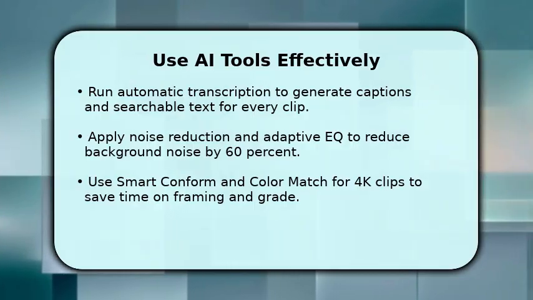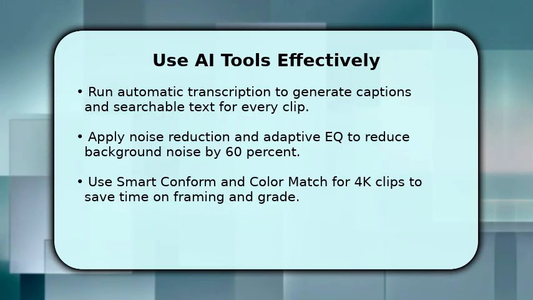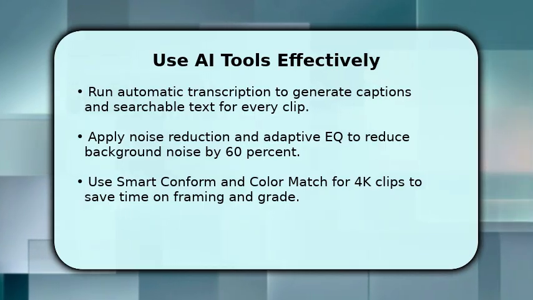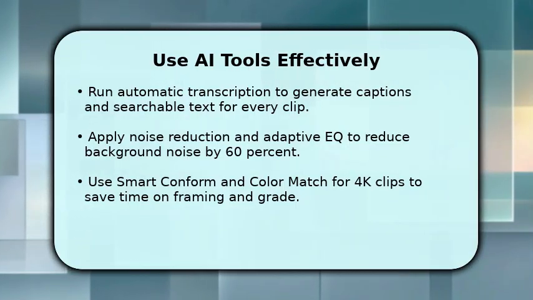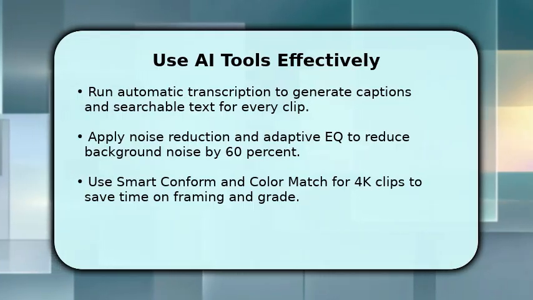Use the AI noise reduction and adaptive EQ to remove background hiss and reduce noise by about 60% on average. Apply Smart Conform to automatically reframe 4K clips for vertical or square output while preserving important subjects.